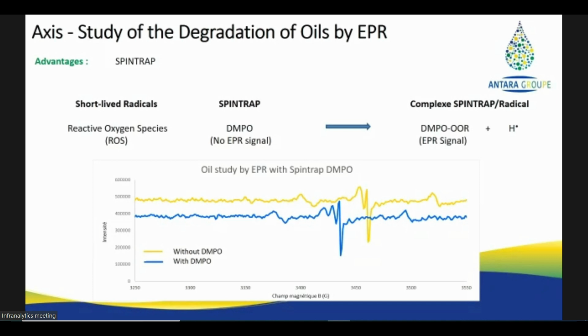So we use the spin trap technique. You use a molecule, for example DMPO here, and you can use many other ones. This spin trap doesn't have any response in EPR, but once it's linked to a reactive oxygen species, for example, you can see the response in EPR. This response depends on the type of reactive oxygen species you've been trapping. For example, here you have in yellow the oil without DMPO, and in blue the oil with DMPO, and you can see the response is not exactly the same. I mean, we've been trapping something.